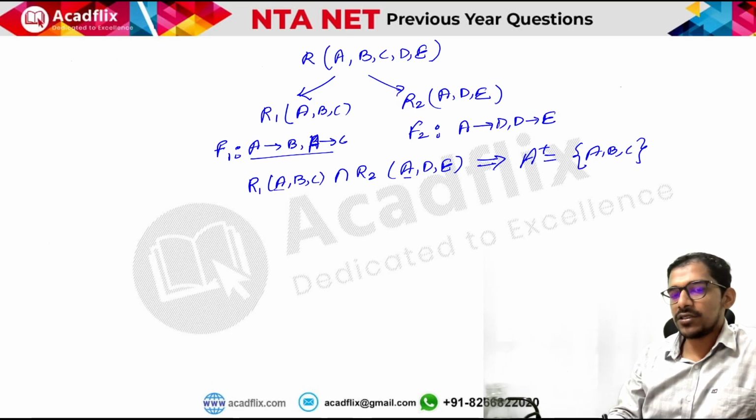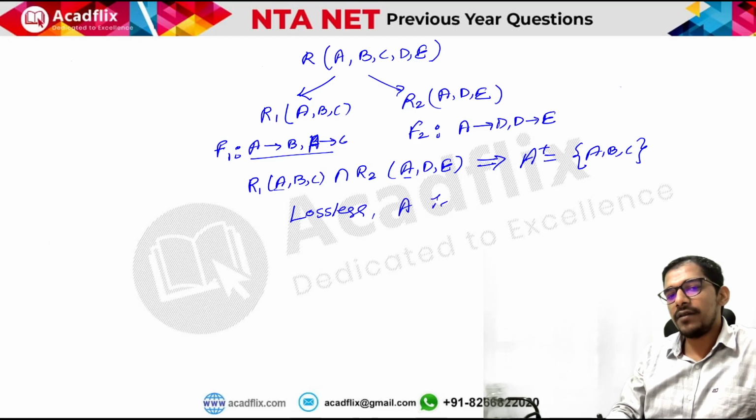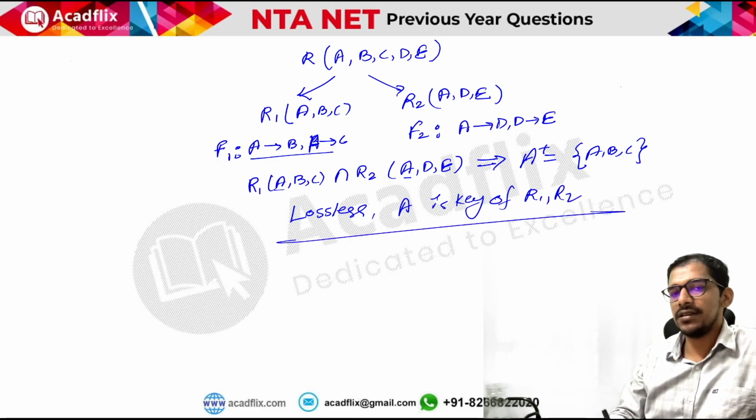That is definitely a lossless join decomposition. This decomposition is definitely lossless because A is the key of both R1 and R2. If it is a key of at least one relation, then it is lossless. Now check for dependency preserving.